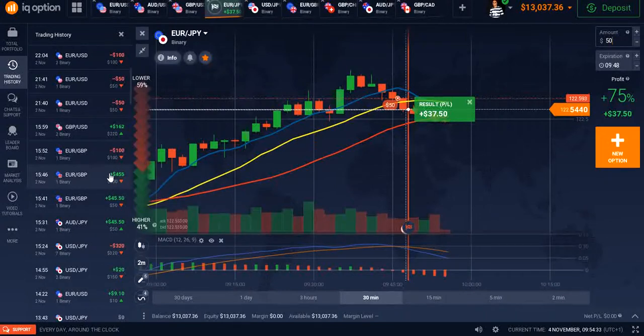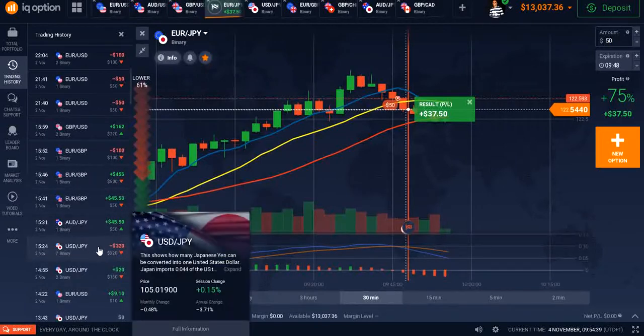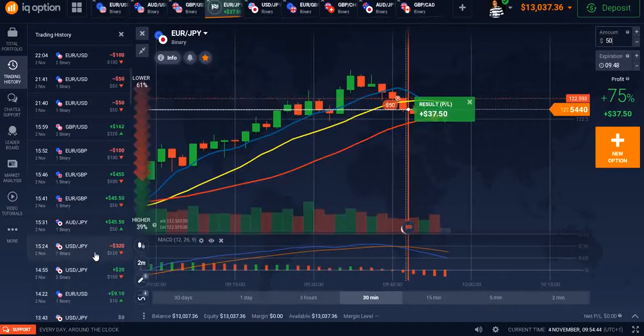Then I won how much? 455, guys. So you can see that this 455 has covered my loss in this USD Japanese yen. It has covered it back, totally back. When I have 455 profit and you remove 320 from 455, you should know what my profit is back there.